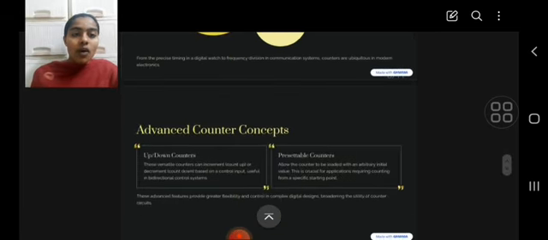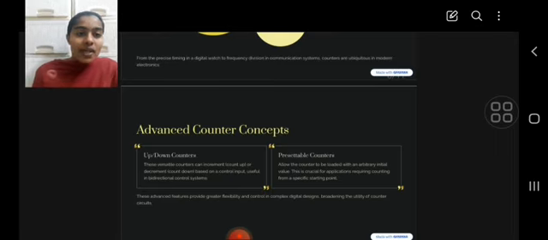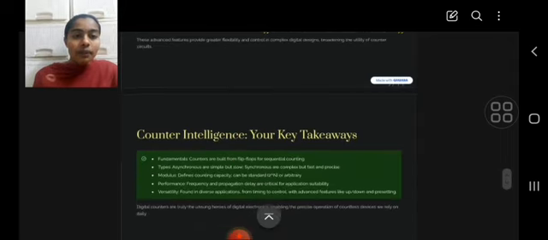Next, advanced counter concepts. Up and down counters. These counters increment or decrement based on a control input, useful in bidirectional counting systems. Presettable counters. These counters can be loaded with an arbitrary initial value. This is crucial for applications requiring counting from a specific starting point.